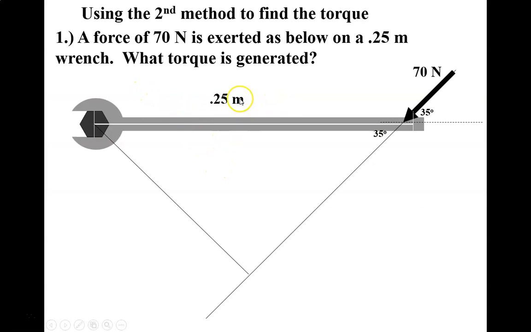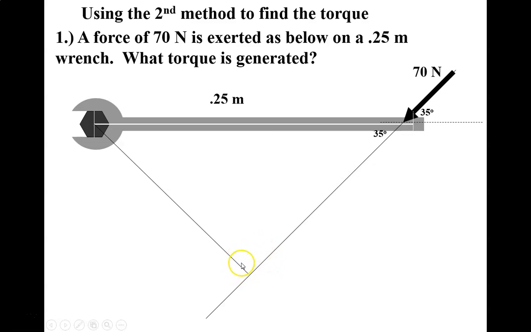Here I just wanted to approach this with a little bit of math. So we want to figure out the torque that we get by this 70 newtons, which is applied 35 degrees from the wrench, and the wrench is 1/4 of a meter long. How much torque do we get? So we're going to use that second method where we draw a line through the force. Then we draw a line perpendicular to that, to the axis of rotation. So I've got a right angle right here.